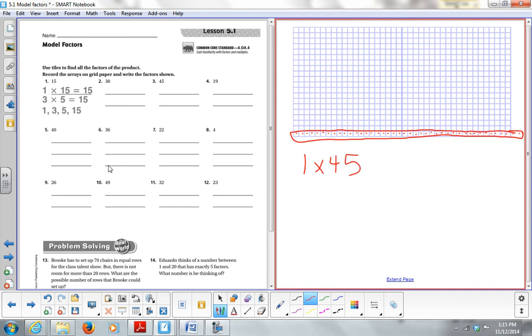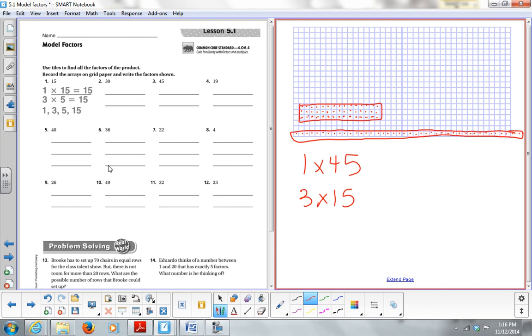Okay, what else can I do? Can I do 2s? Well, 45 is not an even number, so I can't divide it by 2. 3s, maybe? We can try 3s. 1, 2, 3, up to 45. Gives me an even number, so that can be done. So it's 3 times 15. 3 times 15 is 45.